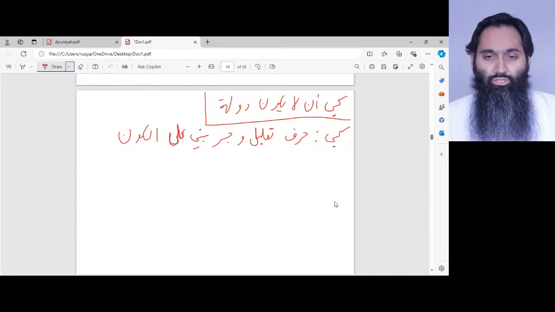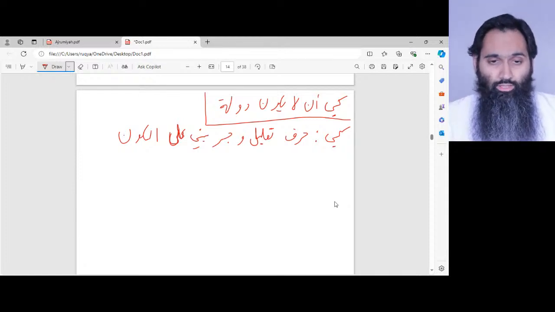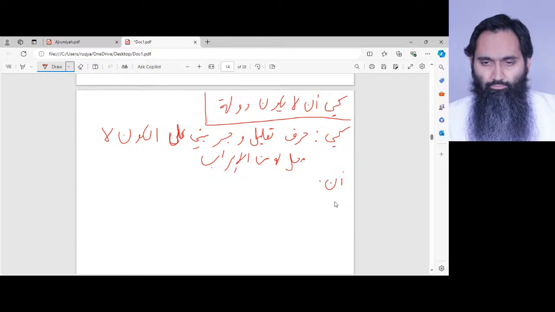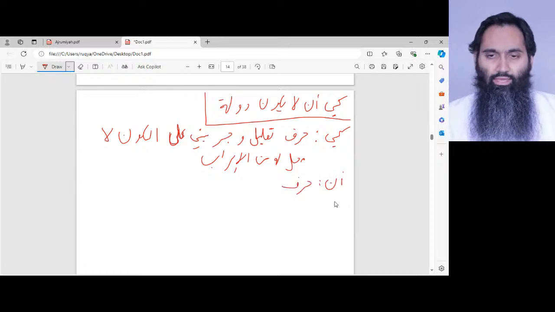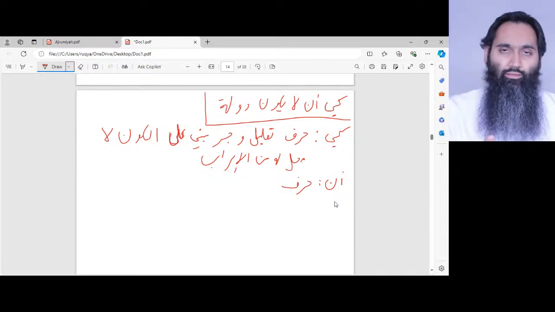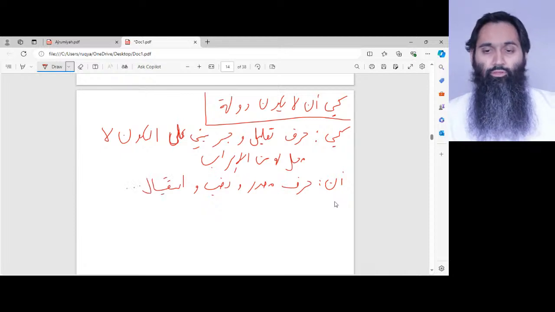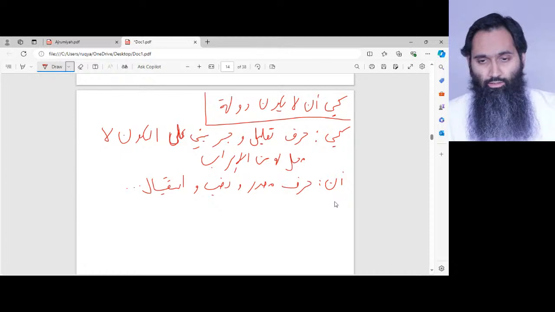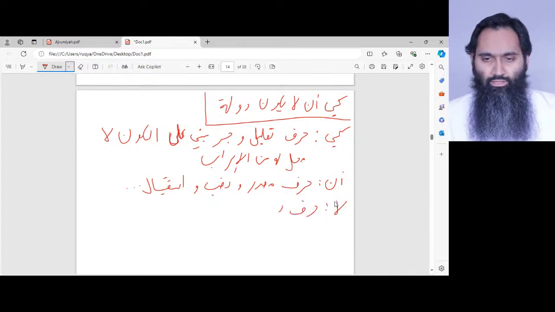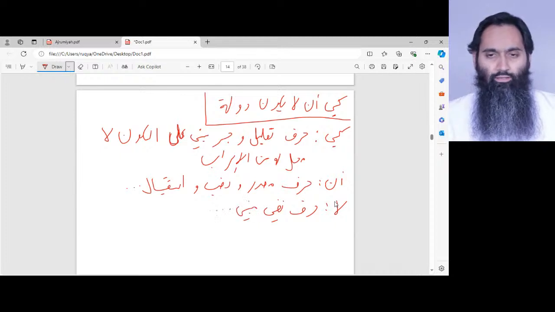Harfu ta'lilin wa jarrin mabniyun ala sukuni. Of course, la mahalla lahu min al-i'rab. And an, you know the i'rab of an, same as K. When K acts like a nasib, it has the same i'rab as an, which is harfu masdarin wa nasbin wa istiqbalin mabniyun ala sukuni la mahalla lahu min al-i'rab. And la, of course, we mentioned many times, harfu nafyin mabniyun ala sukuni la mahalla lahu min al-i'rab.